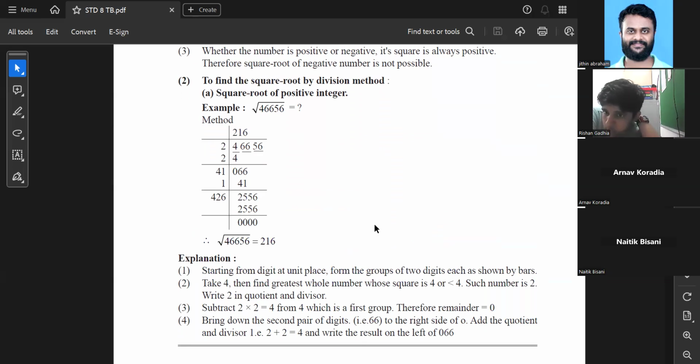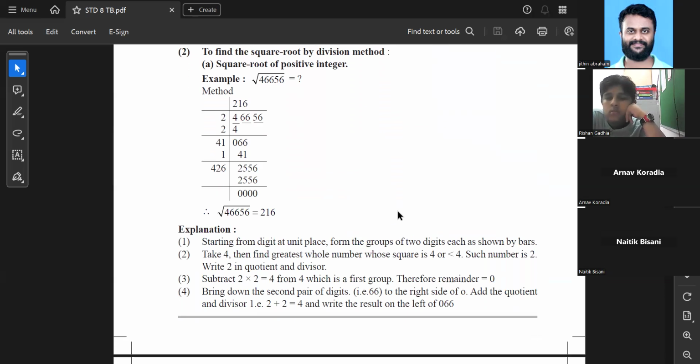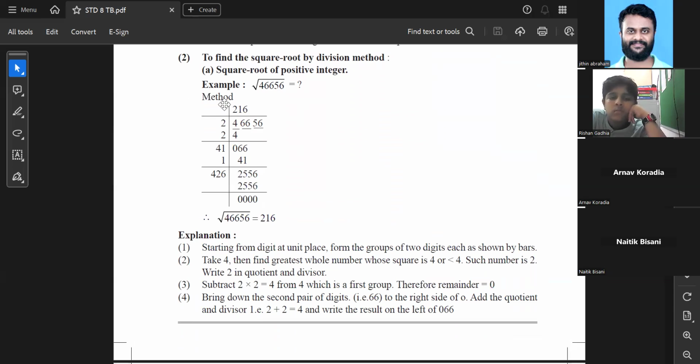There is another method to find the square root. This method is called square root by division method. Okay. So this method goes like this. So I'll just help you to understand this method. Probably many of you guys might be knowing this method, but still I'll explain this once.